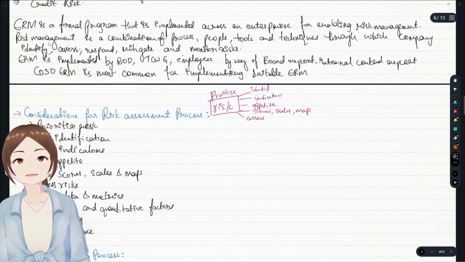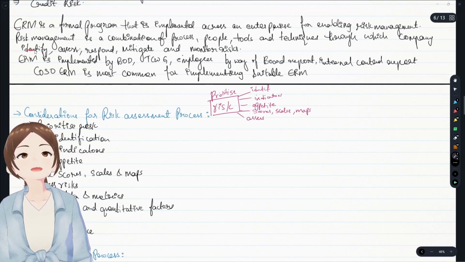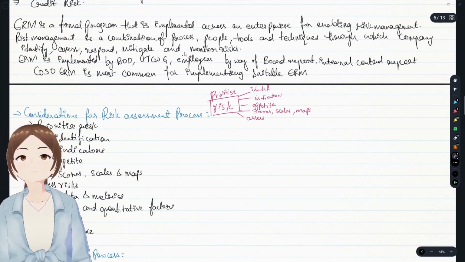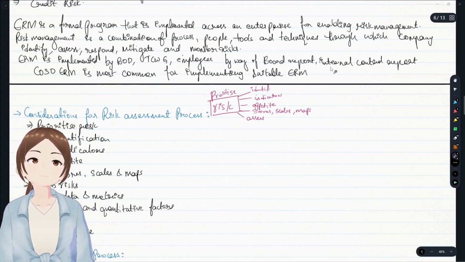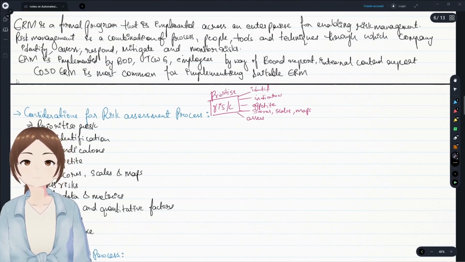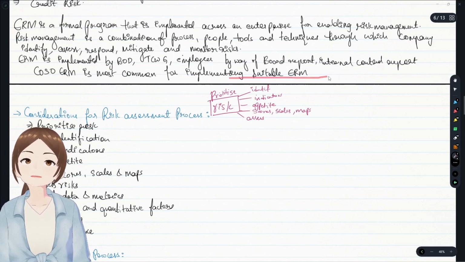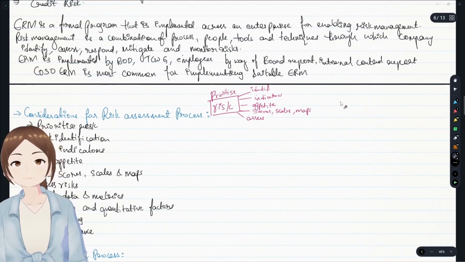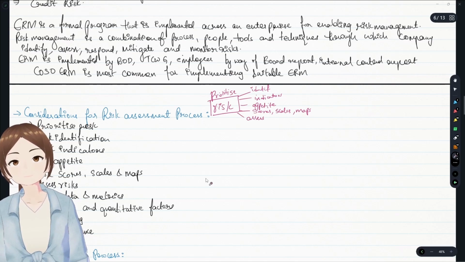ERM, or risk management, is a combination of process, people, tools, and techniques through which a company identifies risk, assesses risk, responds to risk, mitigates risk, and monitors risk. ERM is implemented by the Board of Directors, TCWG, or employees by way of the board report and internal control report. COSO ERM is most common for implementing suitable ERM. It's just information on who is going to implement that, when there is a responsibility.